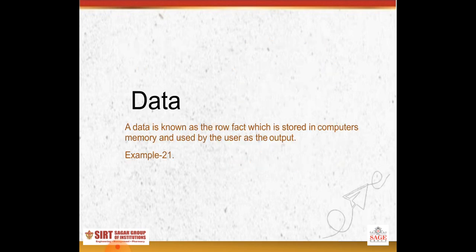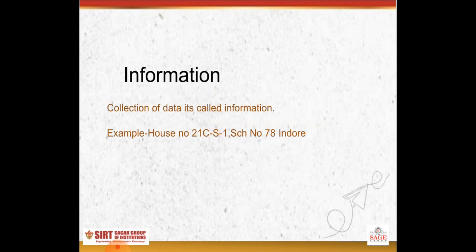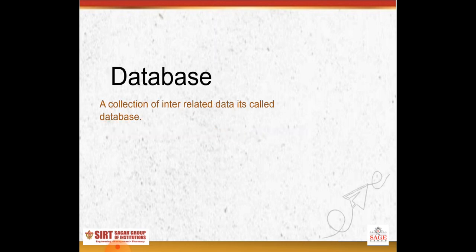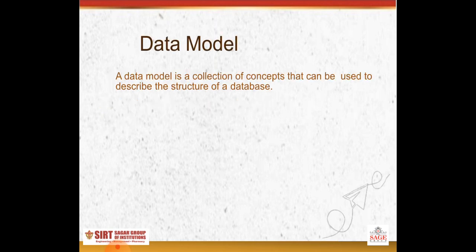Now move to the data. Basically, data is known as a raw fact which is stored in computer memory and used by the user as the output. For example, 21. Then information. Collection of data is called information. For example, house number 21, scholar number 78. Database is a collection of all these interrelated data.